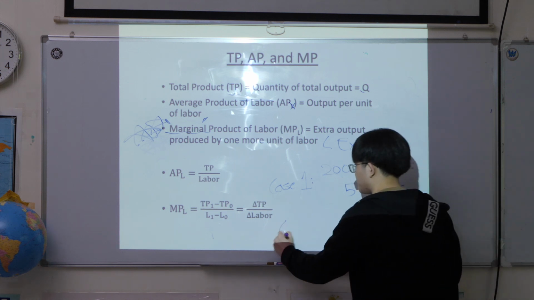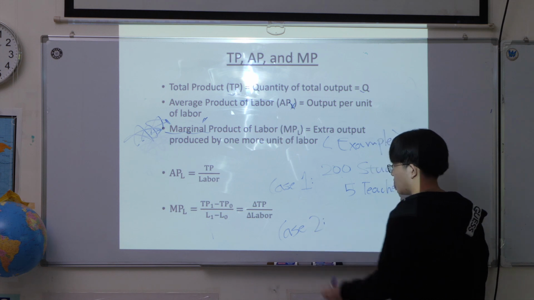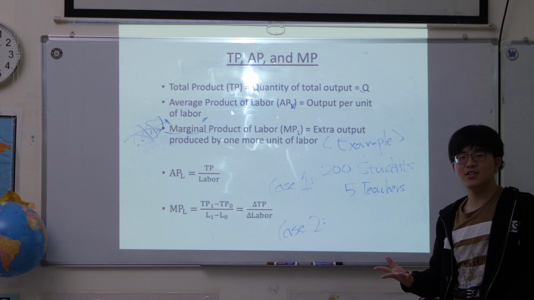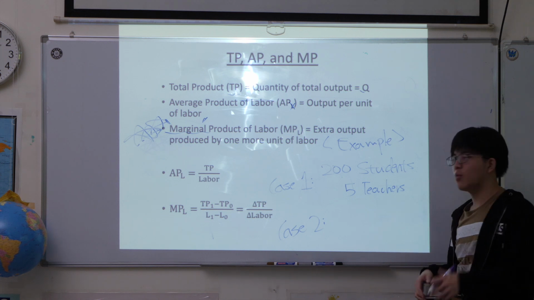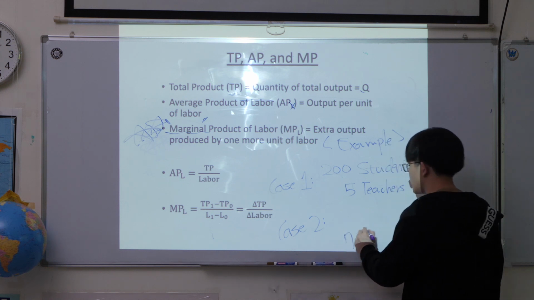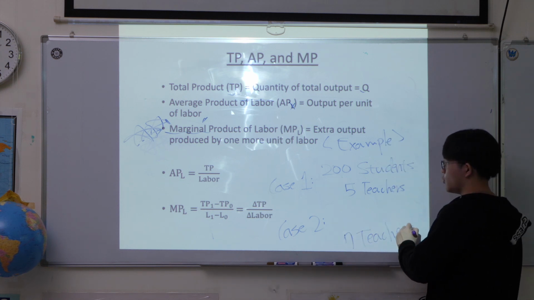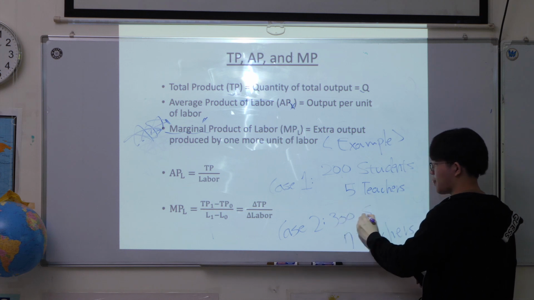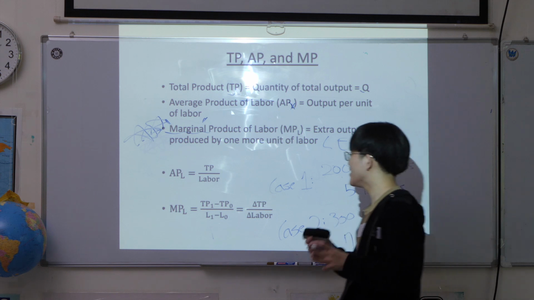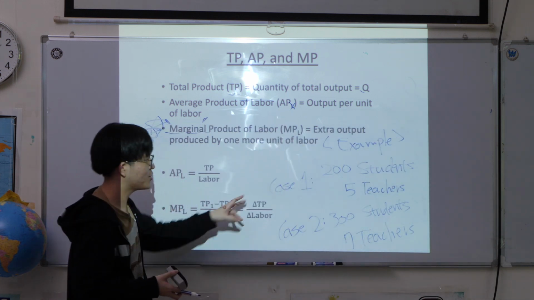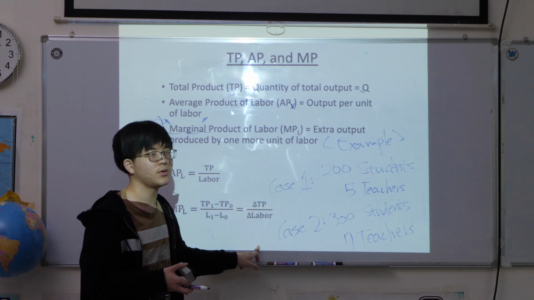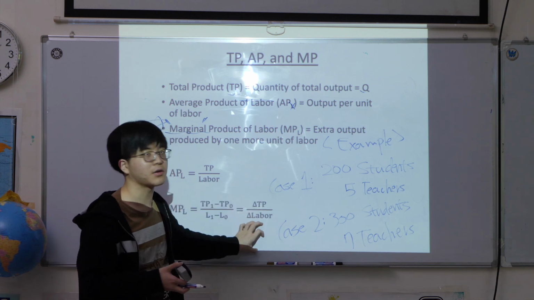And case 2. Our head of secondary decided to increase the students, and therefore he wants to increase the teachers as well. So now we have 7 teachers, but we have 300 students. This is insane. But we can find out the marginal product of labor. This means that when teachers are increased by 2, we know how many more students there are, right?